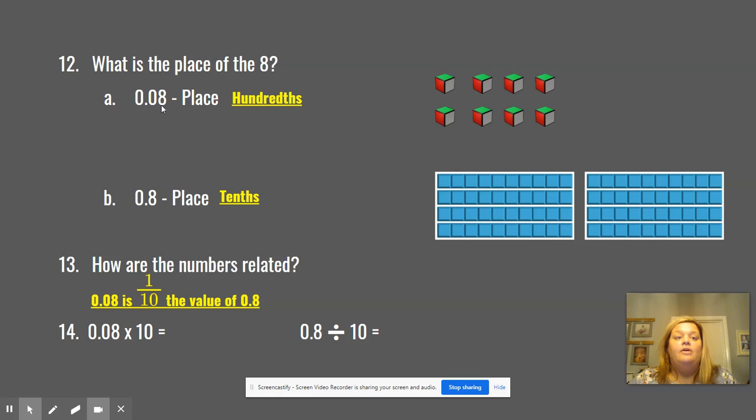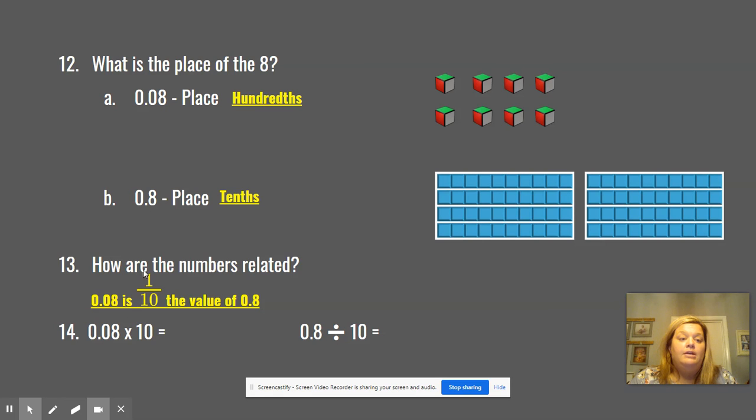I look at it and I say, okay, this 8 right here is to the right of this 8. So I know that it's going to be less. It's going to mean less. It's going to be less of a value. It's kind of like, would you rather have 80 cents or 8 cents? I'd rather have the 80. So I know that this number is 10 times less than this number.